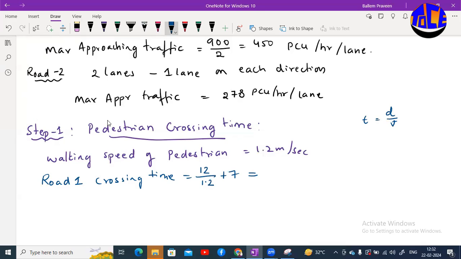So 12 divided by 1.2 plus 7. You will get a value of around 17 seconds.